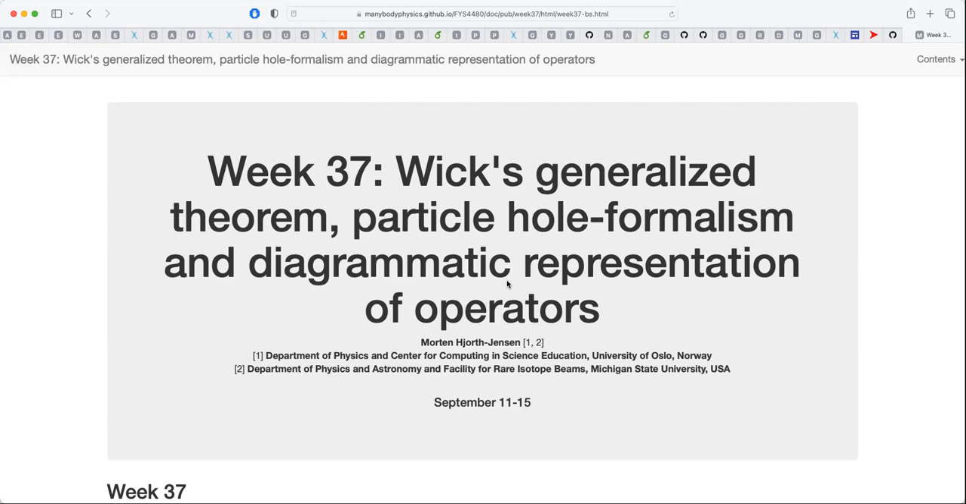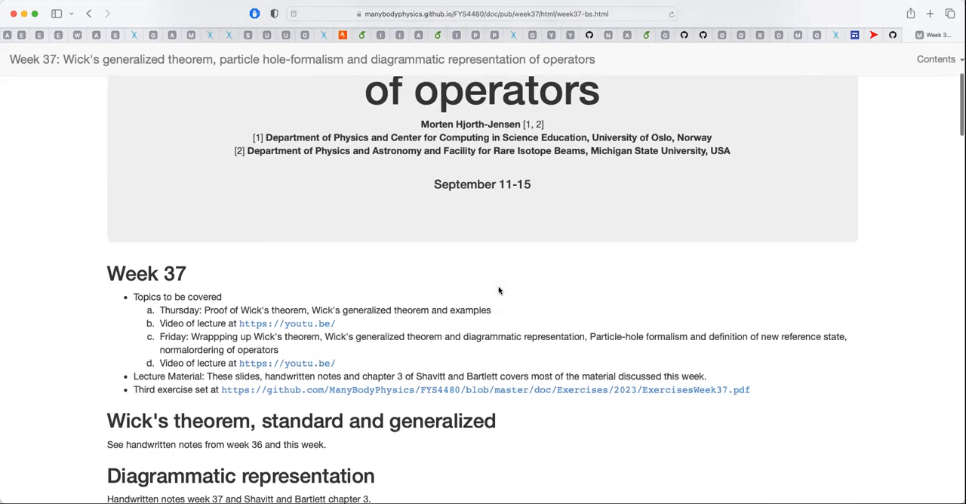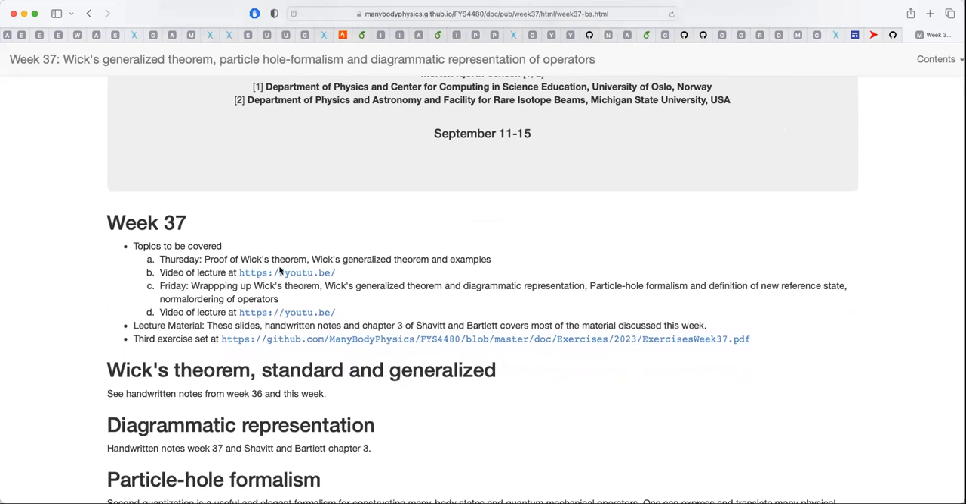So I just wanted to remind you quickly of some of the practicalities and some of the things which we went through last week. So today is essentially Wick's theorem and Wick's generalized theorem with examples. And then tomorrow, hopefully, we will also look at a diagrammatic representation. And then we are going to start scratching the surface of this particle hole formalism. That depends on how fast I move. I tend to be slow normally.